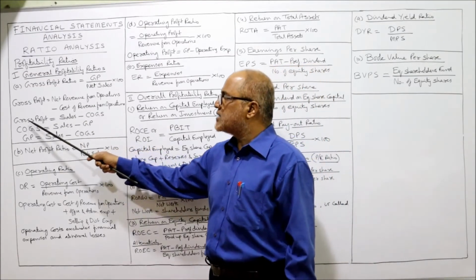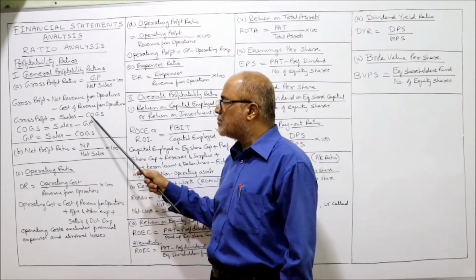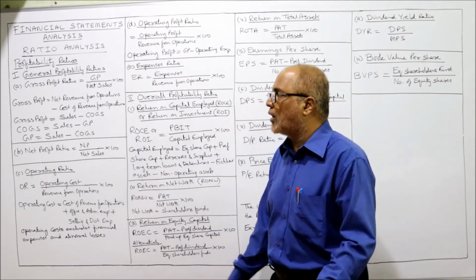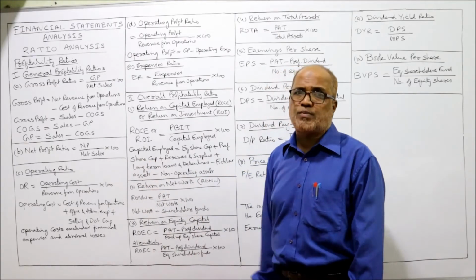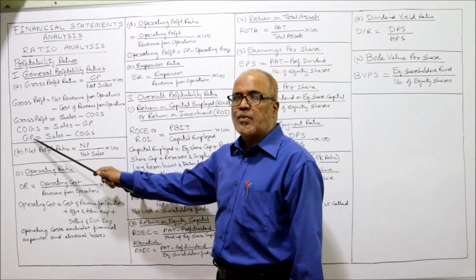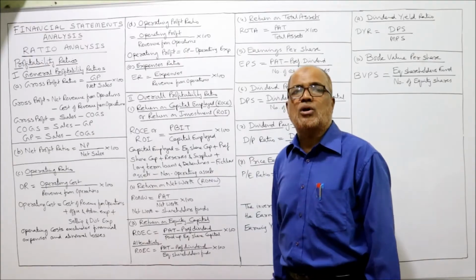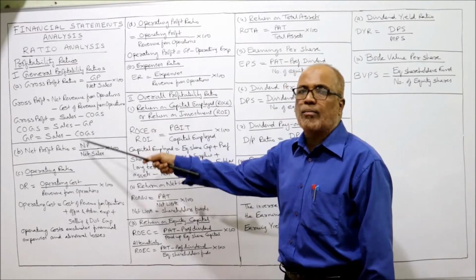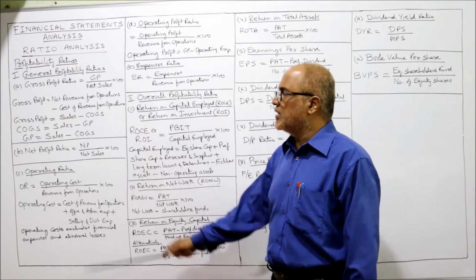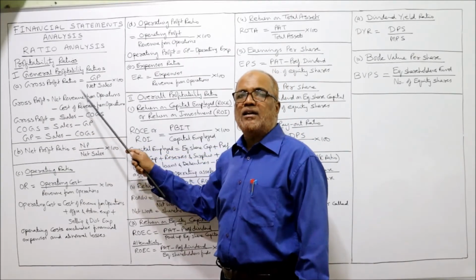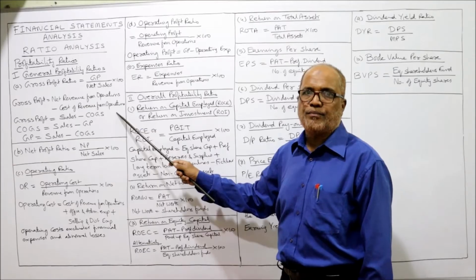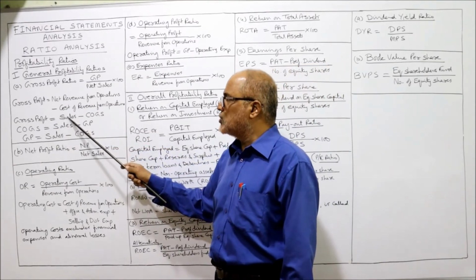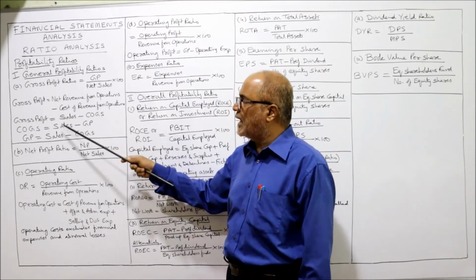So we can say gross profit is equal to sales minus cost of goods sold, or cost of goods sold is equal to sales minus gross profit. So remember these formulas. Gross profit is net revenue from operation minus cost of revenue from operation, or sales minus cost of goods sold.